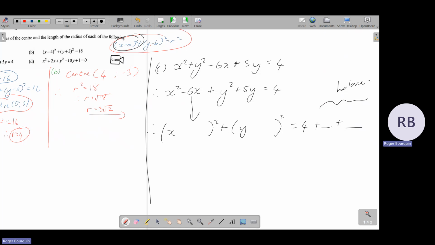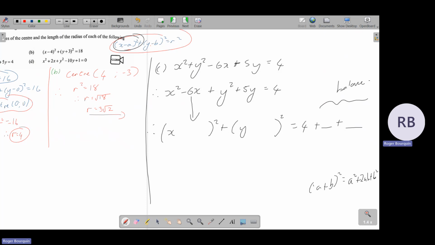Right, listen up. When I square something up, just look here. If I have (a + b) squared, what's (a + b) squared? It's a squared. How do I get the middle term? I times them together and multiply by 2 always, right?